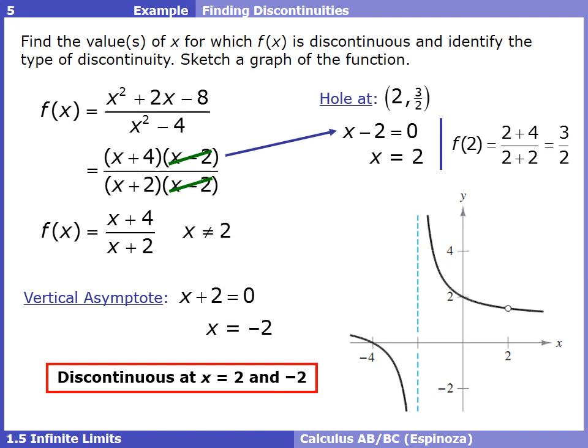Again, we could easily take the limit to the left, which would be -infinity. We could take the limit to the right of -2, which would be +infinity. And then, of course, we could validate why we have a vertical asymptote there to better understand the definition of our vertical asymptotes using limits.